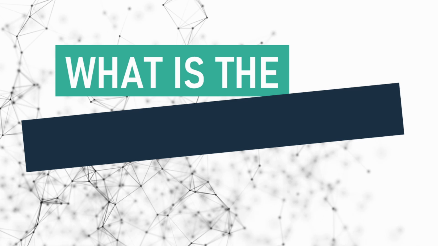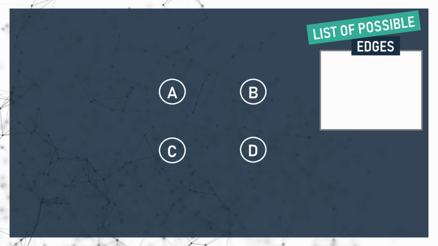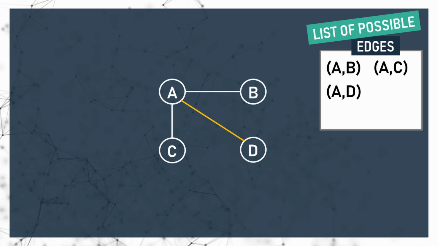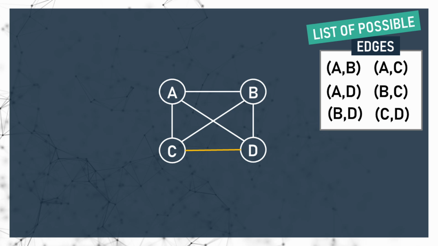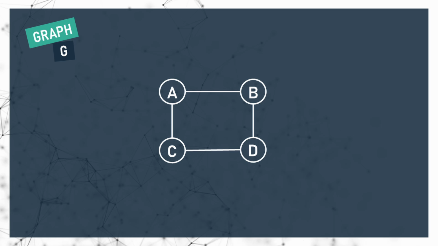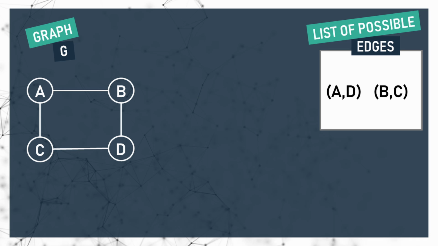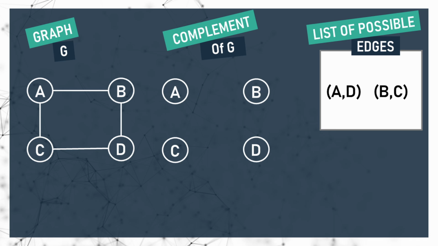What about graphs? Do they have complements? The answer to your question is yes. Consider that we have 4 nodes, A, B, C, and D. All the possible existing edges between those nodes are AB, AC, AD, BC, BD, and CD. Assume that a graph G is a cycle between A, B, C, and D, as you see on your screen. The complement of this graph will be all the possible edges that are not in G. So the complement of graph G has edges AD and BC.